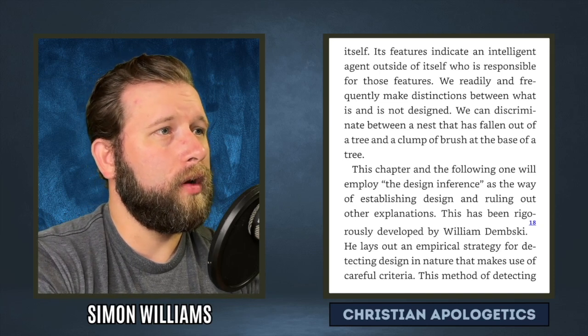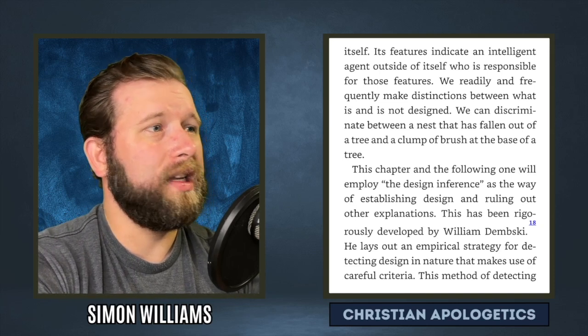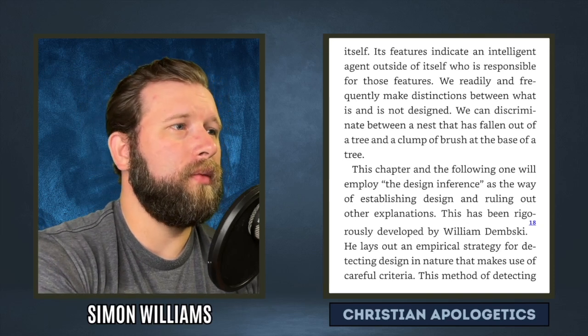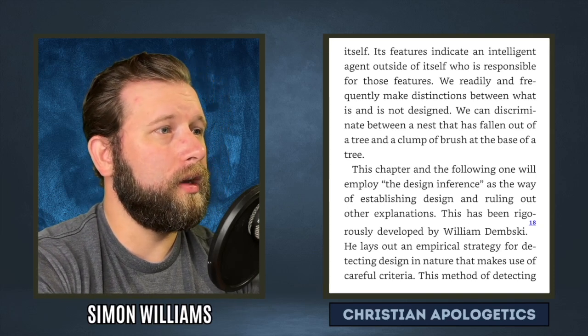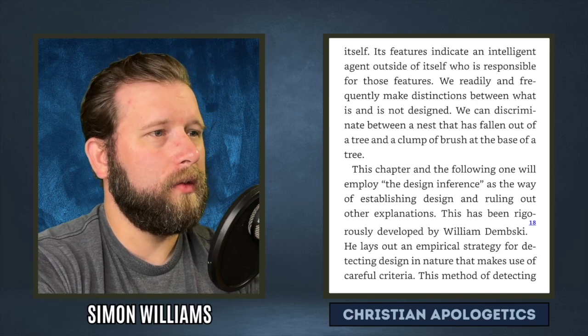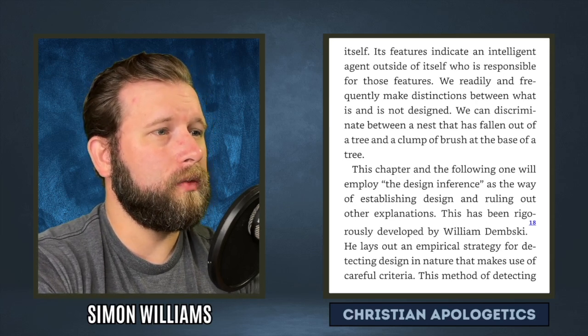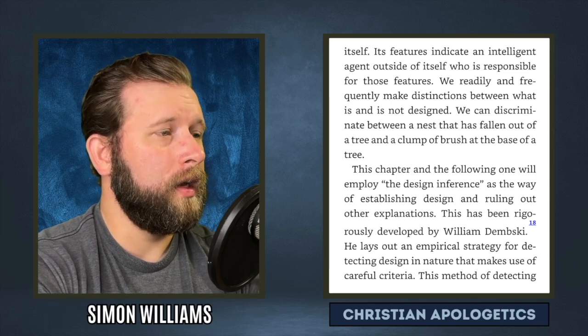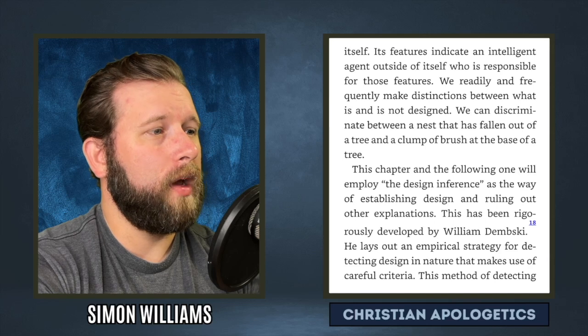We readily and frequently make distinctions between what is and is not designed. We can discriminate between a nest that has fallen out of a tree and a clump of bush at the base of the tree. This chapter and the following one will employ the design inference as a way of establishing design and ruling out other explanations. This has been rigorously developed by William Dembski.